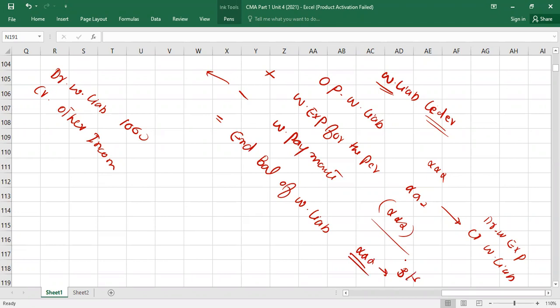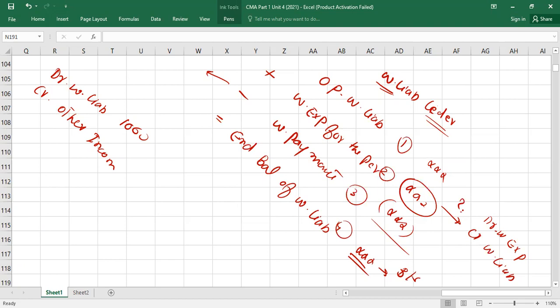Now see how many total items there are in equation 4. First item is opening. Second is warranty expense. Third is warranty payment, and the fourth is the outcome of the first three. If any three things are given out of these four, can you calculate the missing one? Right or wrong? For example, if I want to calculate this value, what is this value? Warranty expense for the period.